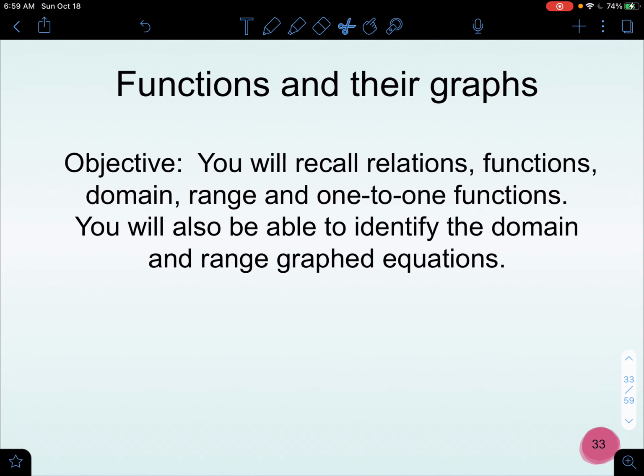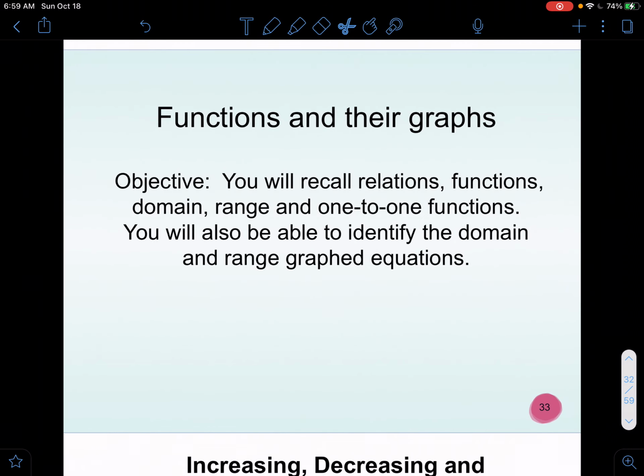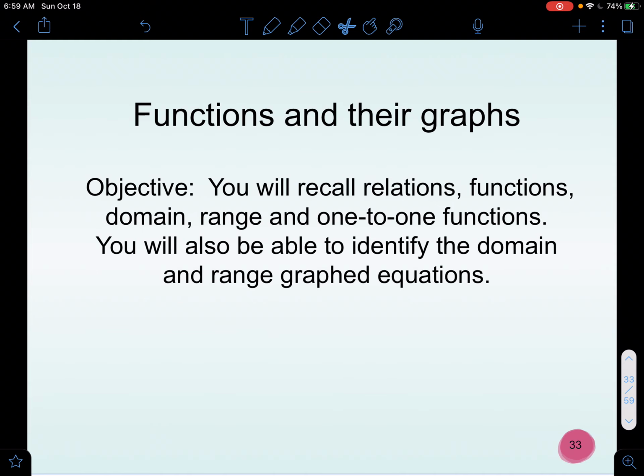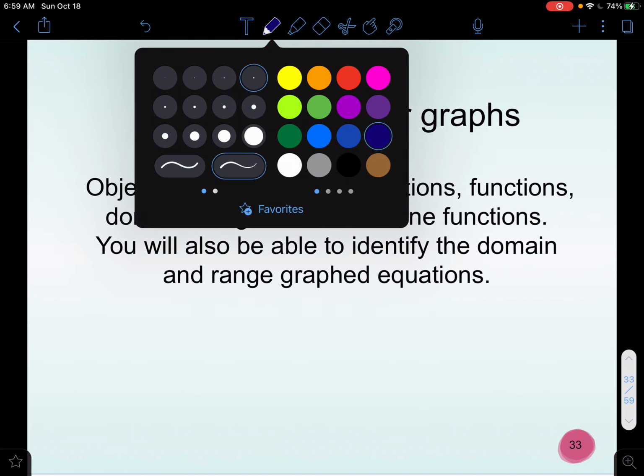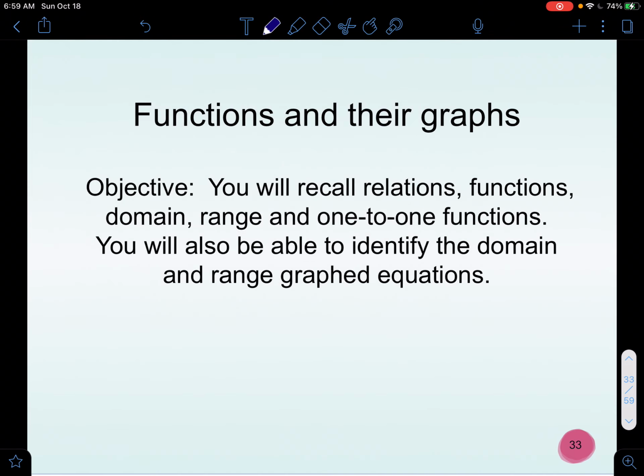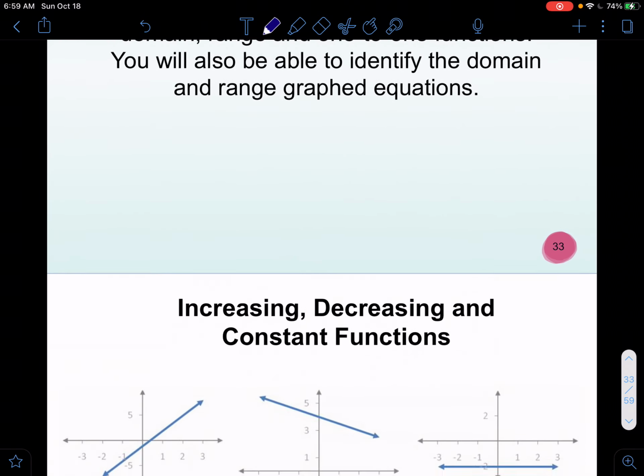You'll also be able to identify the domain and range of graphed equations. Now, today really has a lot of different pieces that are all going to come together, and they're really big pieces. So it's important to make sure you're asking questions as you're coming up to stuff. So I would just remind you to jot down any questions that you have so that next time we're together, or even outside of class, we can have those conversations.